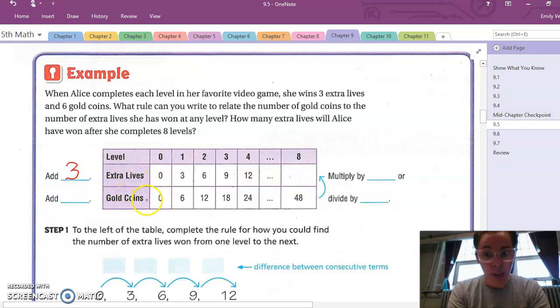For the gold coins, there's another rule. So this bottom section does not follow the same rule as the top section. So there's a different rule down here. They say we're adding again. Go ahead and figure out how many we're adding to finish up this rule. I got +6 every time. 0 to 6, 6 to 12, 12 to 18, etc. And they say the 8th sequence should be 48, which I would agree with.